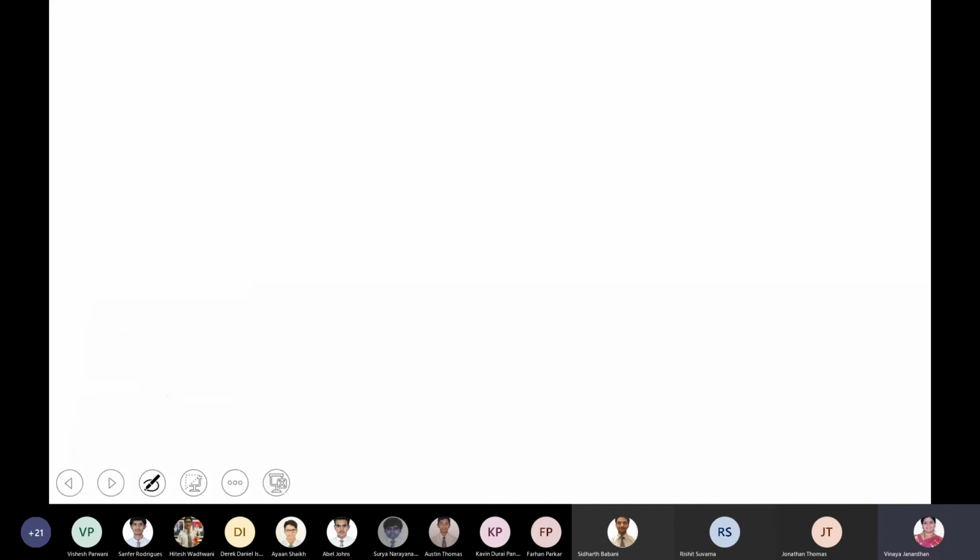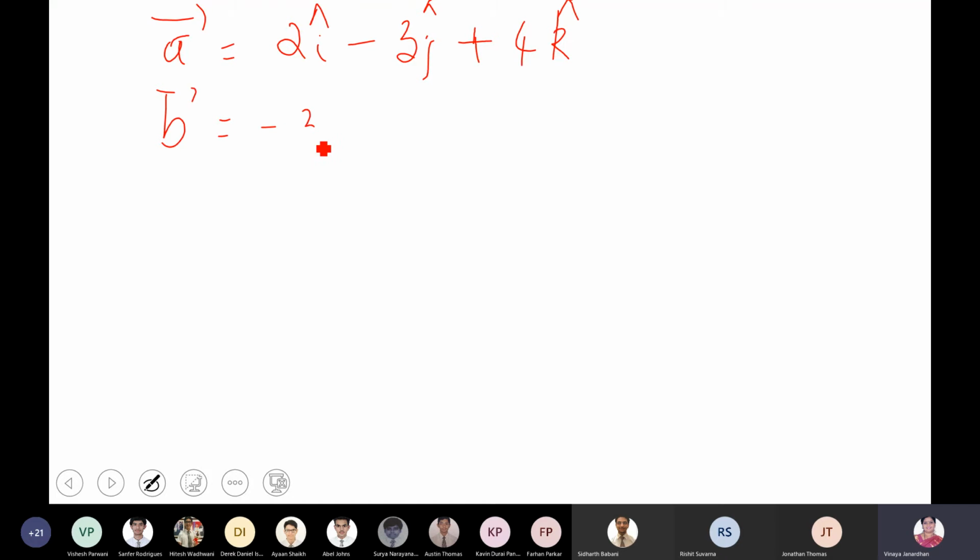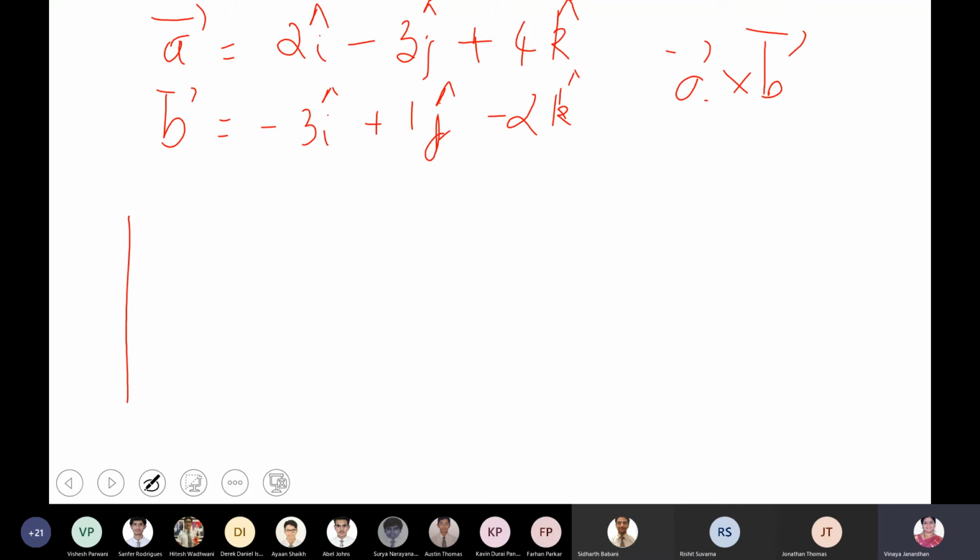Listen, suppose I have a vector A given as 2i vector minus 3j vector plus 4k vector. Then B vector, I'll just have it as minus 2i vector plus 1j vector minus 2k vector. Okay, fine. Now my aim is to find A cross B. So how to find vector A cross B? This is what we call the determinant form. What I'll do is I'll put this as I cap, J cap, K cap.